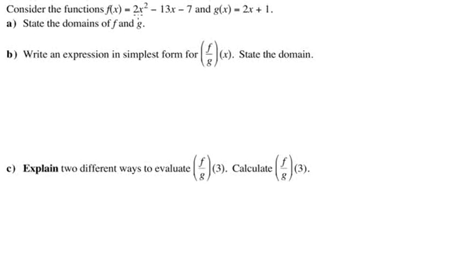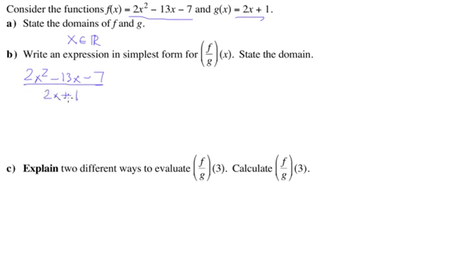Okay, consider the functions f of x and g of x. What are their domains? Well, both of these are polynomial functions, so their domains are both all real numbers. Nothing to it. They aren't rational, they aren't radical, so there's really nothing that can go wrong with those calculations. Express f over g: it's (2x squared minus 13x minus 7) over (2x plus 1).